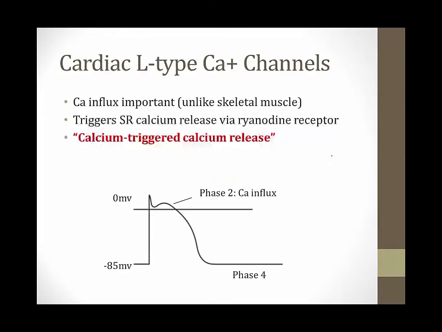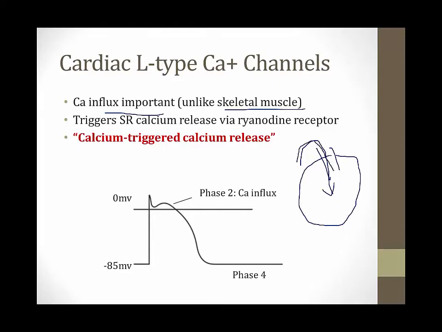the heart. So you've got to imagine that you have a cardiac myocyte and it's got an L-type calcium channel on its surface that will allow calcium to enter the cell. This influx of calcium through the L-type calcium channels is very important for contraction of cardiac myocytes, and this is a distinction from skeletal muscle. In skeletal muscle, all the calcium comes from the sarcoplasmic reticulum. Calcium influx through channels on the plasma membrane is not important. It's different in the heart.